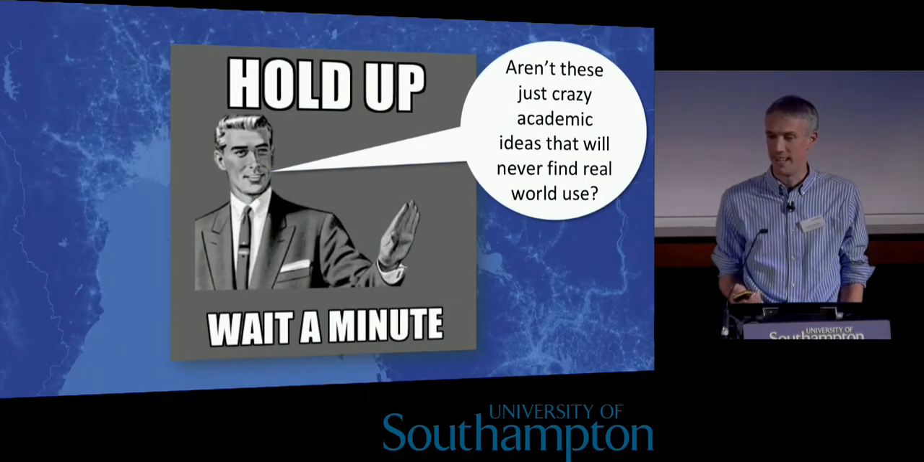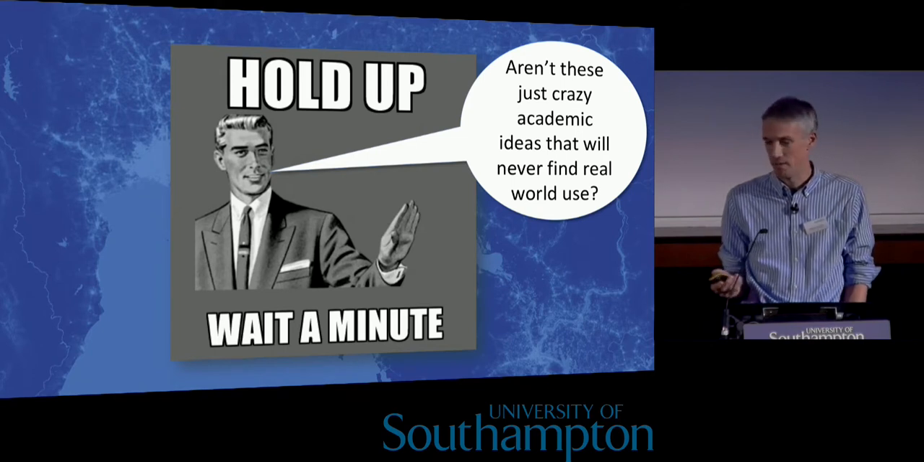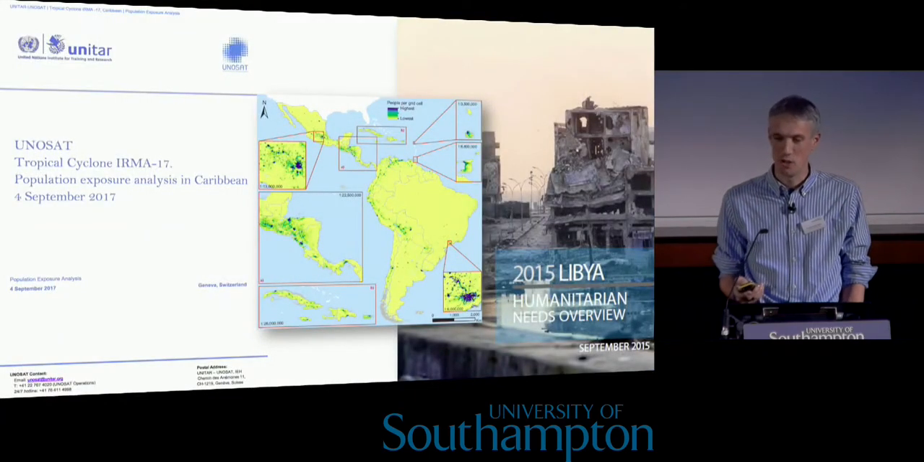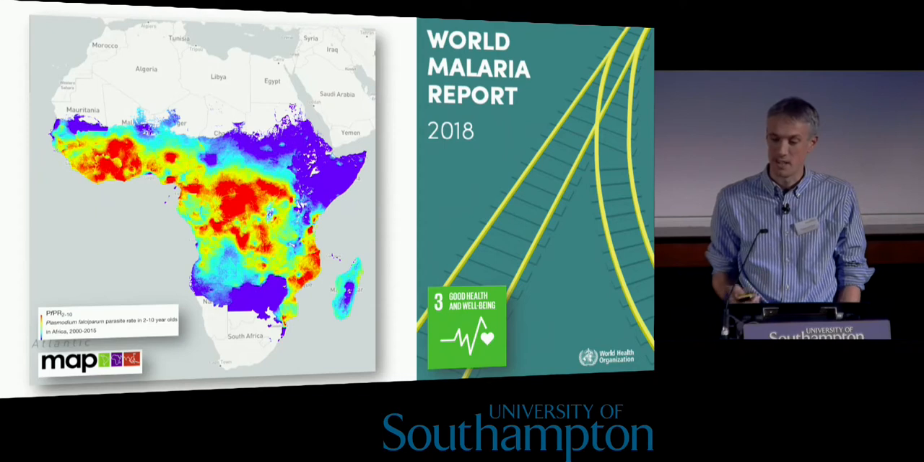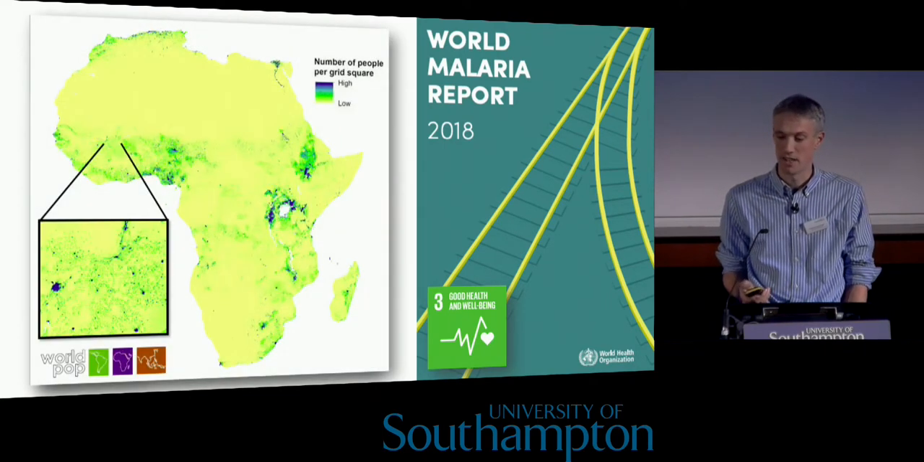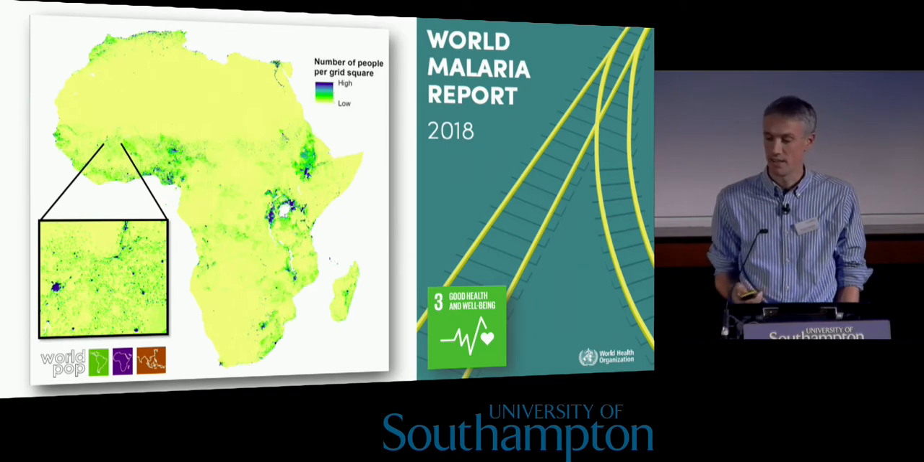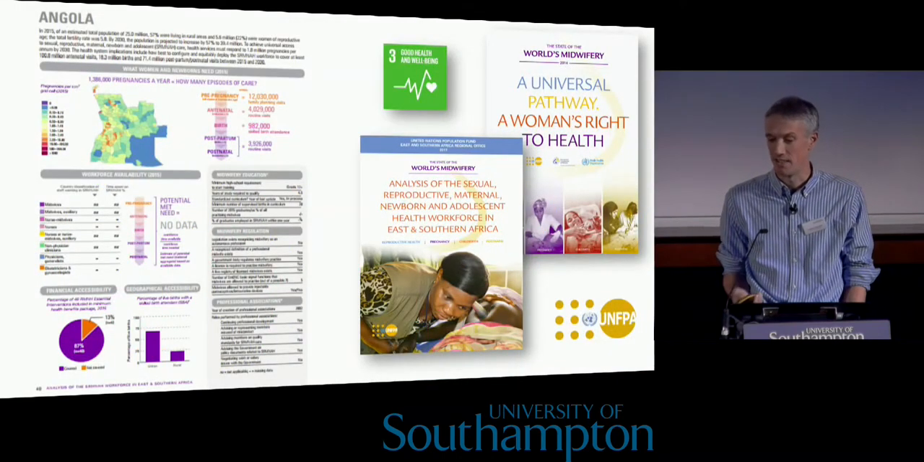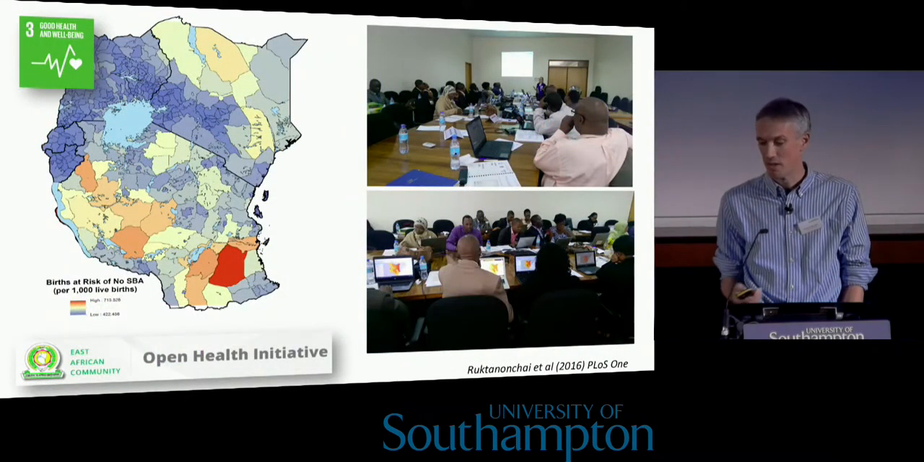So to finish off, maybe these are crazy ideas that will never find real-world use. Well, I think many of them probably are, but there are now wider and wider uses of the geospatial data, these population data in applications. The UN response agencies are often using these type of data to look at the populations affected. We have examples of these data being used as a denominator in health metrics nowadays, feeding into health statistics from the World Health Organization. These kind of data are used in reports where a finer grained detail in terms of the number of pregnancies and births are required. They're used to look at births at risk of skilled birth attendants here in East Africa.